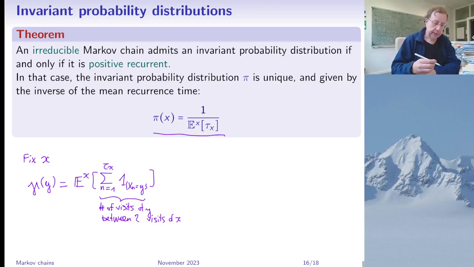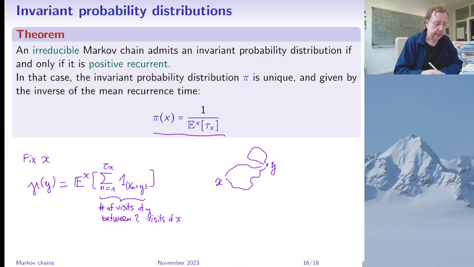So let's say I have my state x here and my state y here, and I start from state x and do some trajectory in my space, and at some point I visit state y. Then maybe I visit state y again before returning to state x. In that case, my sum here will be 2. So gamma of y would be 2, except I take the expectation over all realizations of the process.